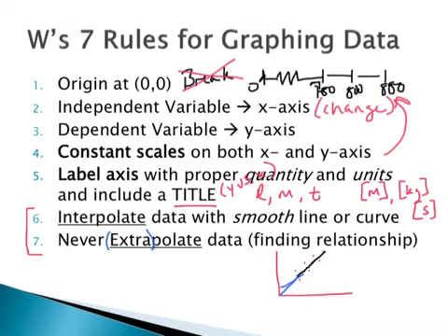Okay? Maybe it starts with some negative y-intercept. Maybe it's a curve, but I don't see the whole thing. Okay? So, you never extrapolate your data. You never go beyond what your data shows. All right? If you cannot determine a true relationship from your data, you either collected wrong data, or you didn't collect enough data. Okay, so you always want to find that relationship by interpolating but not extrapolating. And these are the 7 rules for graphing that you're going to follow anytime you're graphing data.